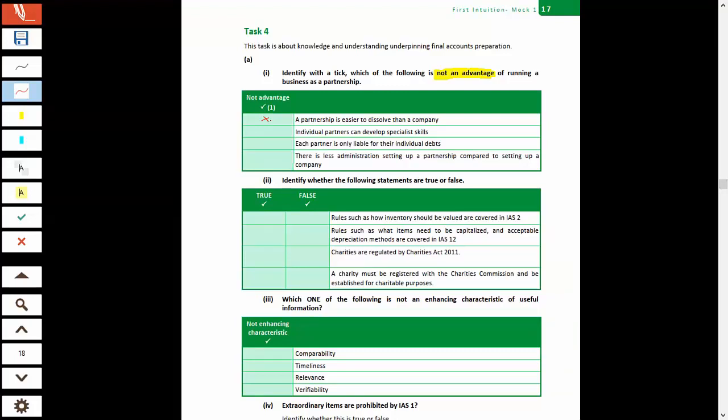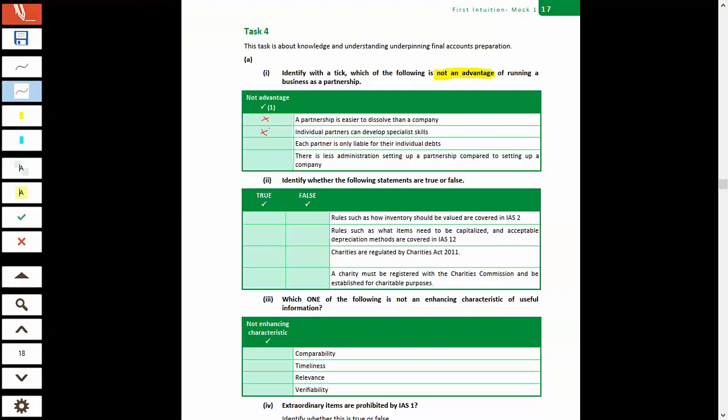We've got number 2. Individual partners can develop specialist skills. Again, is that a disadvantage? I wouldn't say so. Of course it isn't. The more skills we've got, the better. So as you can see, what we're doing here is a simple process of elimination. Start to apply logic. What are we looking for? I'm looking for a disadvantage. Is this a disadvantage? Is that a disadvantage? Start to ask yourself and just apply a bit of logic to it.